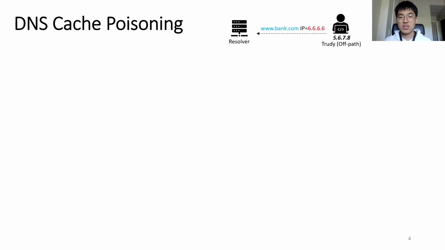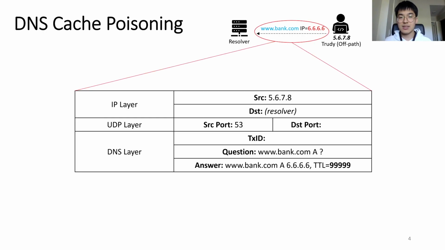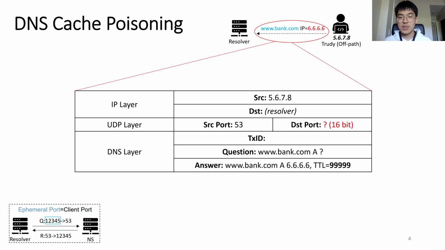Let's move into Trudy's view. So how to craft a valid fake DNS injection packet? From the packet disassembly, we can see there are two unknown fields: the UDP destination port, which is the same as the ephemeral port number, and the transaction ID. Both of them are randomly selected by the operating system of the victim resolver.